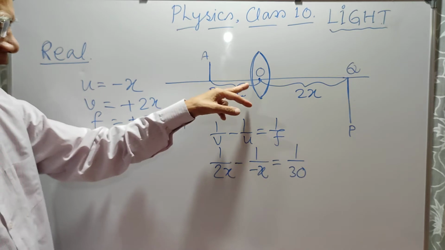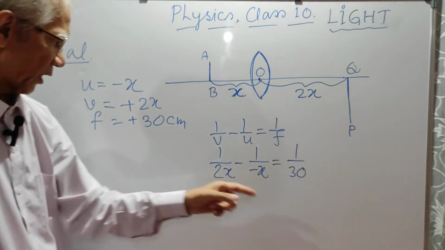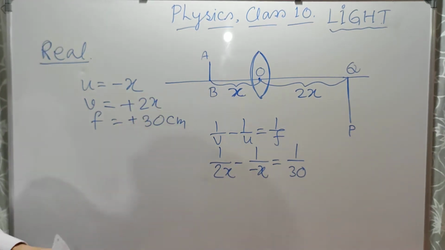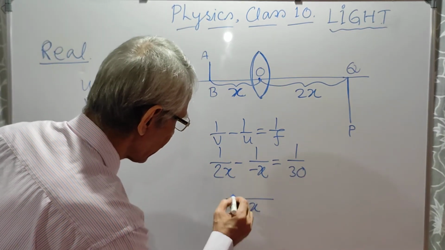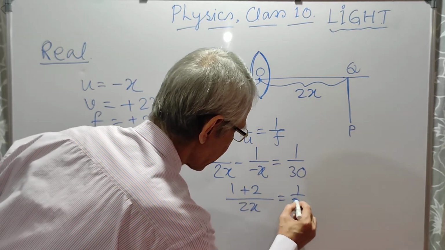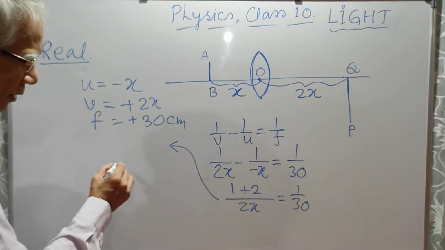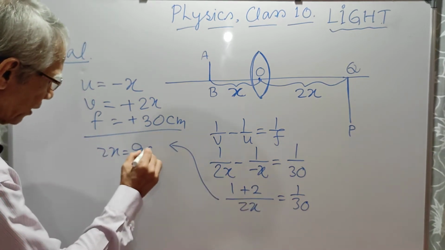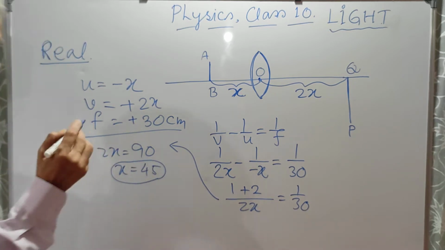Now with proper sign, u will be minus x. On this side, v will be twice x, positive, isn't it? Then the focal length of this lens is always positive. Now by solving this, it's just a matter of solving. What we get is twice x equal to 3 into 90, therefore x equal to 45. So this is the value of x.